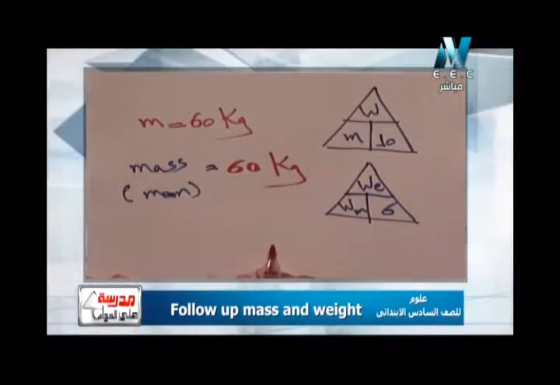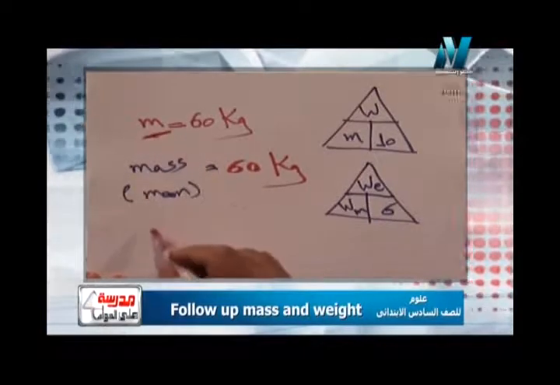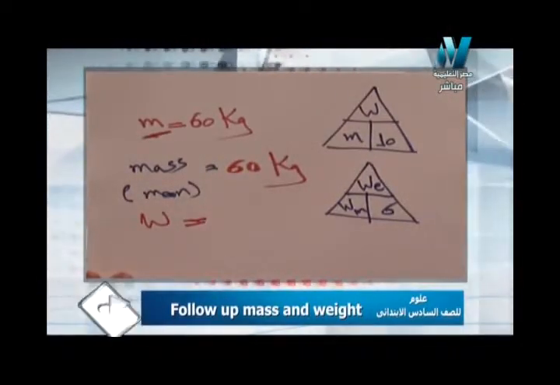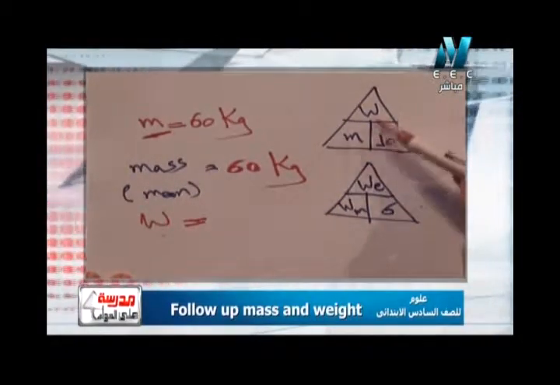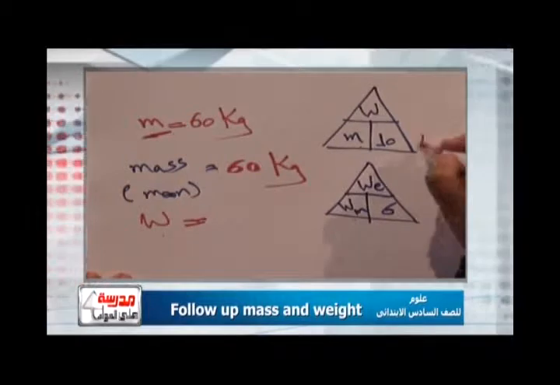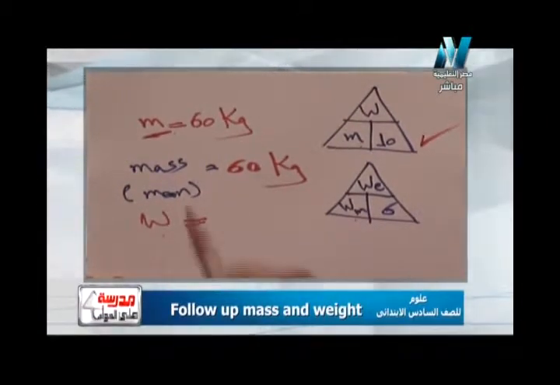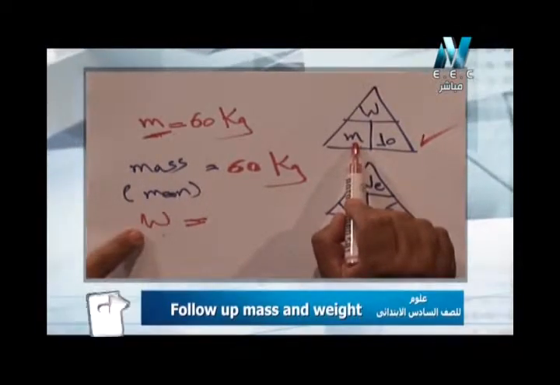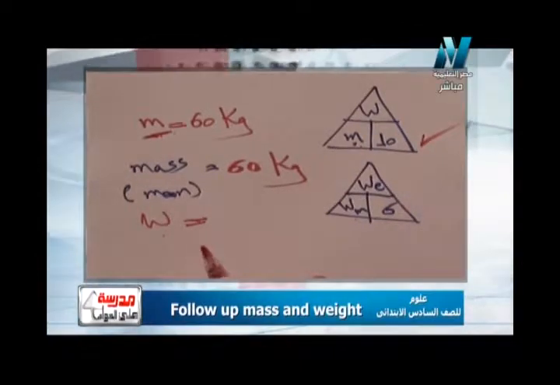So what about the weight on the earth? The weight on the earth. I have mass and I want weight. So which rule will I use? Again, I have mass and I want weight. Weight and mass, or weight and weight? Surely it will be that. It's as if I know exactly what I have and what I need. I have mass and I want weight. So this triangle is suitable for that.